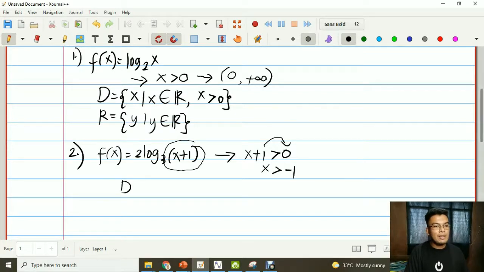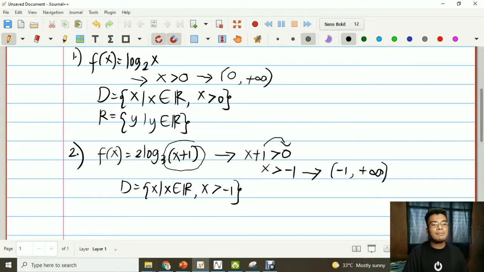So ang domain natin ay set of all x's such that x is an element of real numbers, x should be greater than negative 1. So yung inequality na ito, pwede siyang isulat in terms of interval notation. This will be from negative 1 to positive infinity. So automatic na po na ang ating range ay set of real numbers.